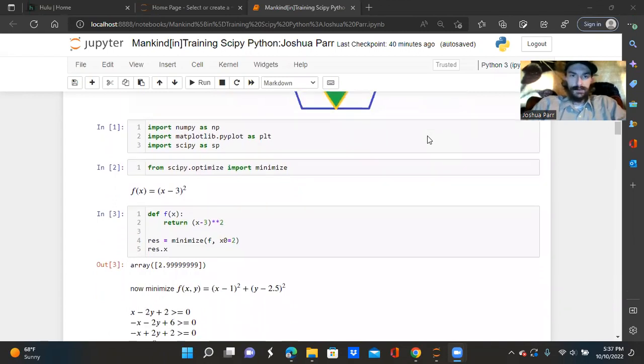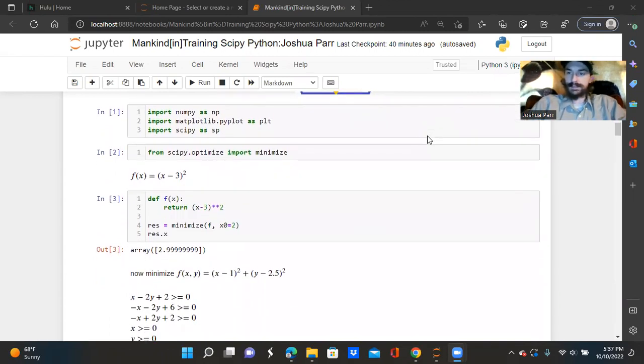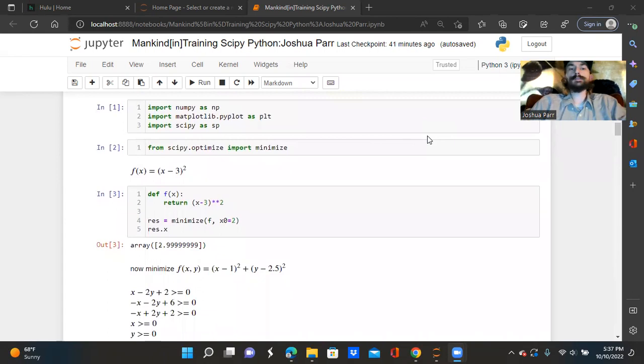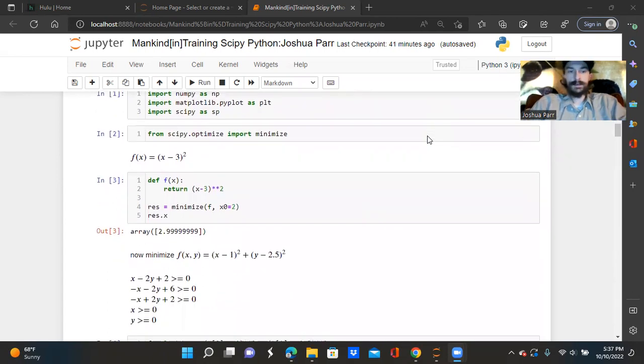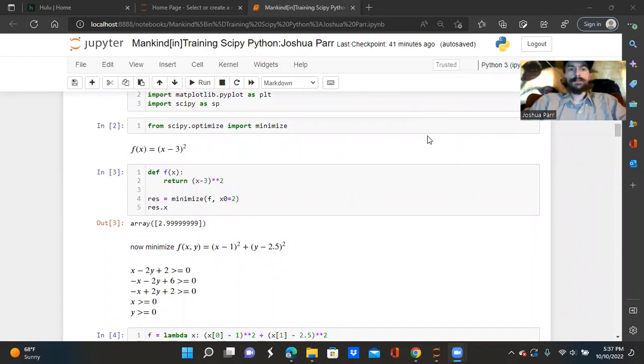The very first thing we're going to do is import NumPy as np, import matplotlib.pyplot as plt, and import SciPy as sp. And from the SciPy library, .optimize, we are going to import the minimize function. Say we want to minimize this function, f of x equals (x minus 3) squared. We would define the function f of x, and have it return (x minus 3) squared.